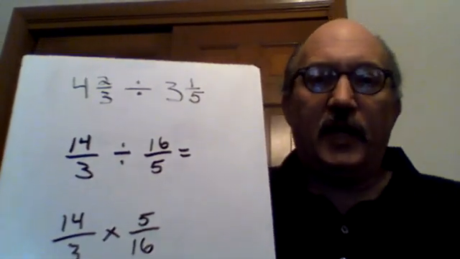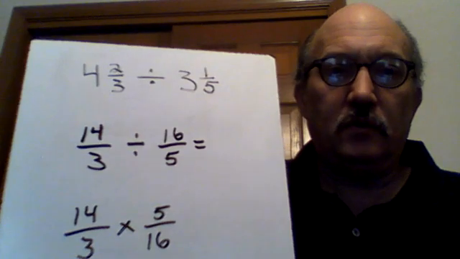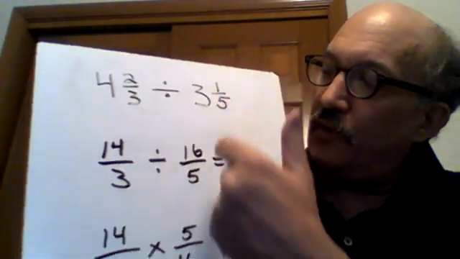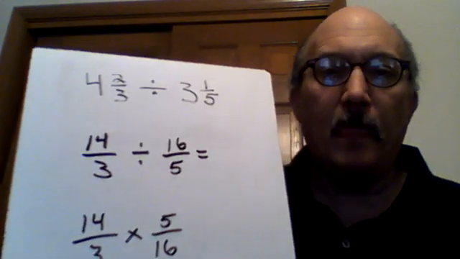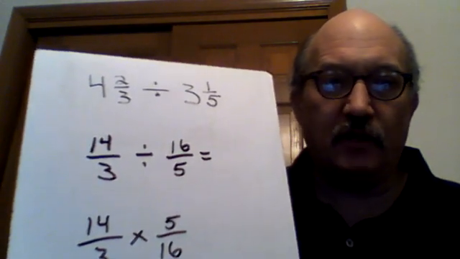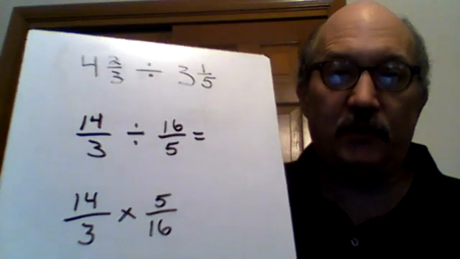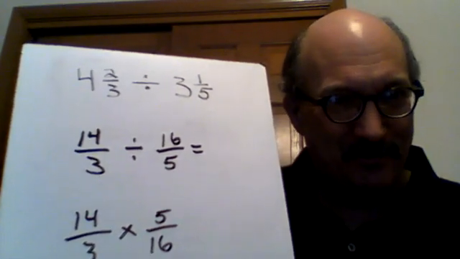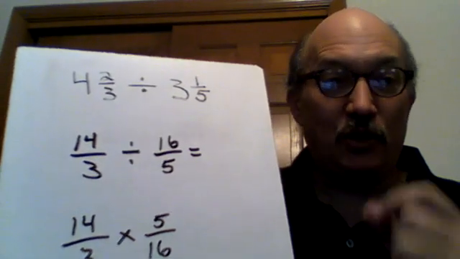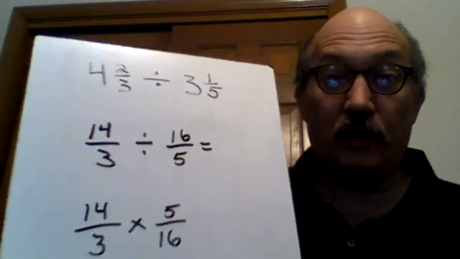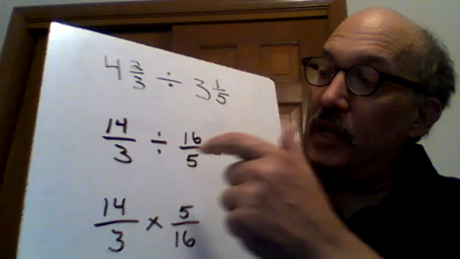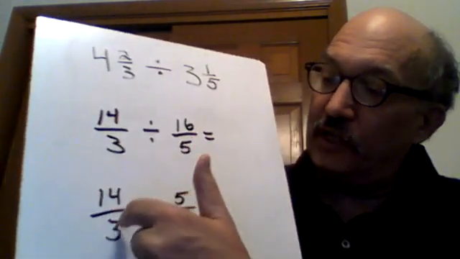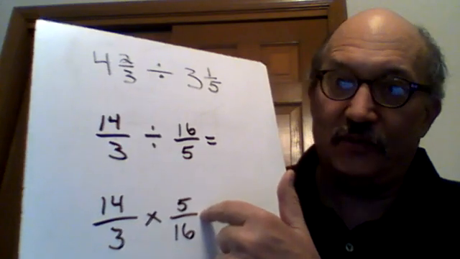For both multiplication and division, we convert to improper fractions. So the 4 2/3 is still 14/3, and the 3 1/5 is still 16/5. To divide by a fraction, multiply by its reciprocal. We covered this some videos from a couple of weeks ago. I showed you step by step why it works to do that. 14/3 divided by 16/5 is equivalent to 14/3 times 5/16.